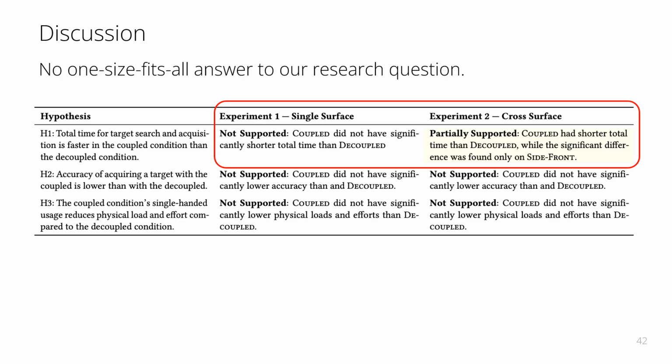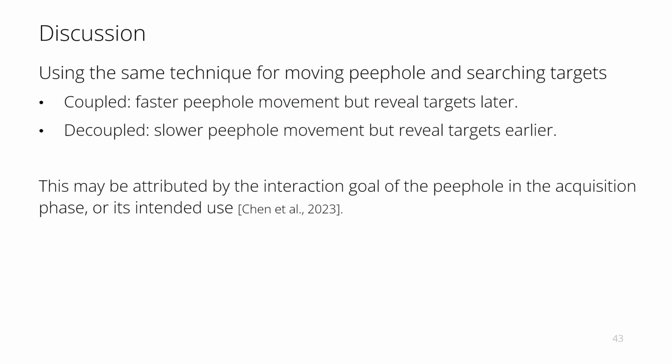Search time, which showed no significant differences between these two methods, seems to contribute more to the total time when the direction of the target to search and select was unknown, on a single surface or across multiple surfaces. But one thing we learned in the end is that with the same technique for moving the peephole and searching targets, the coupled condition motivates faster peephole movement but reveals targets later, while decoupled leads to slower peephole movement but reveals targets earlier.